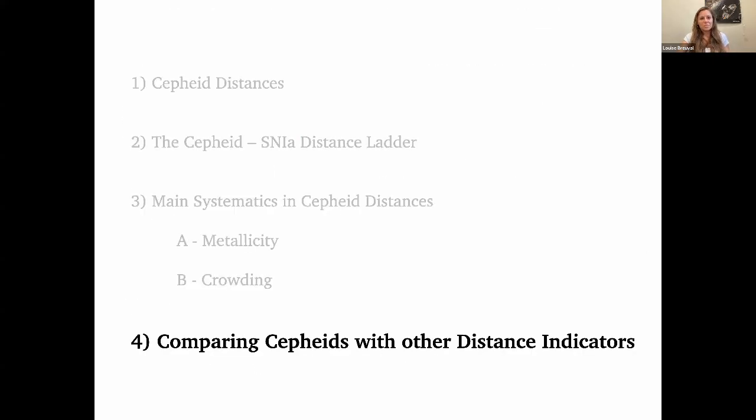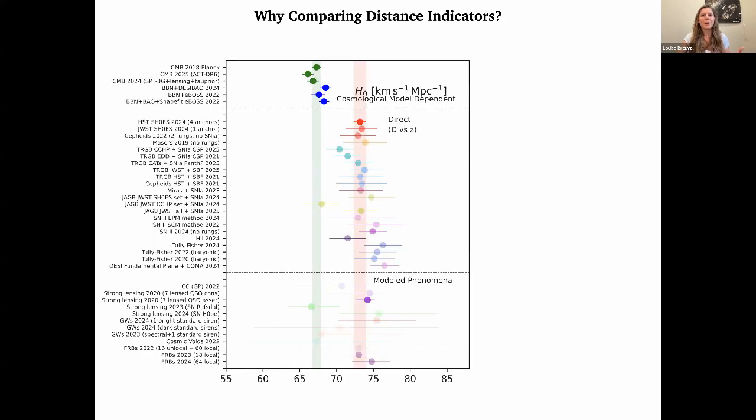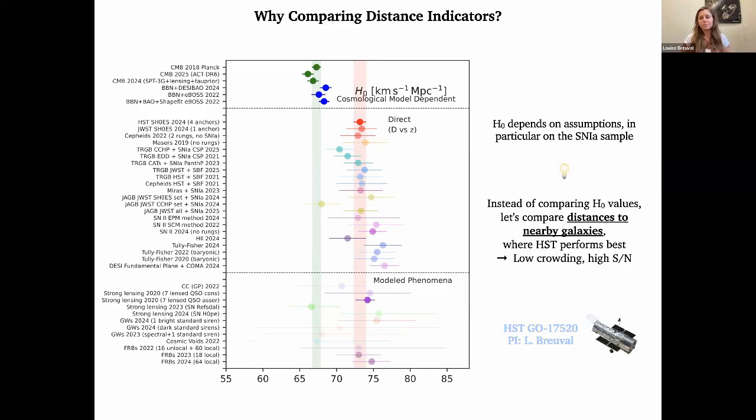All right, so I think now you see where this is going. Instead of comparing H0, which is very dependent on the assumptions you make, and especially the supernovae sample, something we should really do is actually look at the distances. So what I'm working on right now is comparing distances to nearby galaxies where HST performs the best, where we have low crowding and high signal to noise.